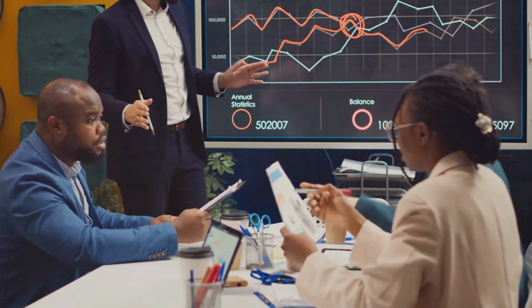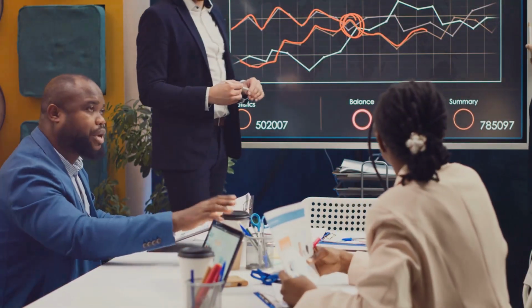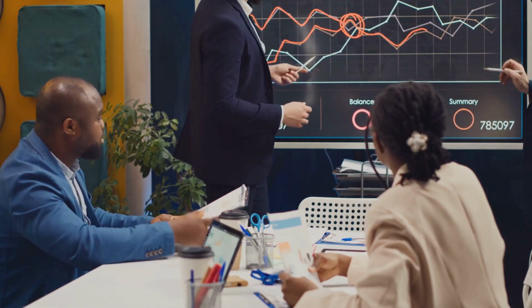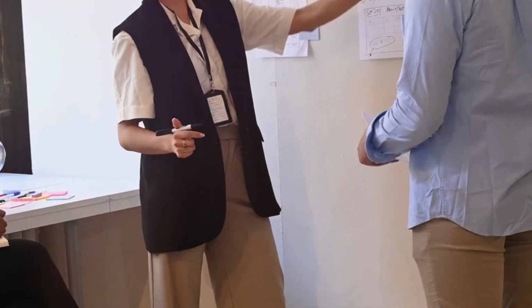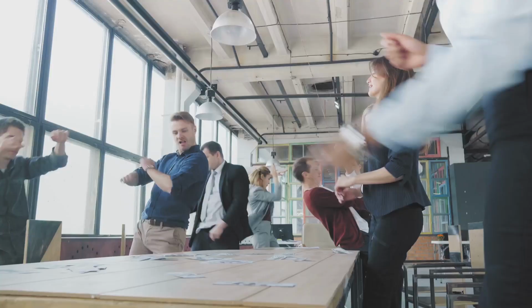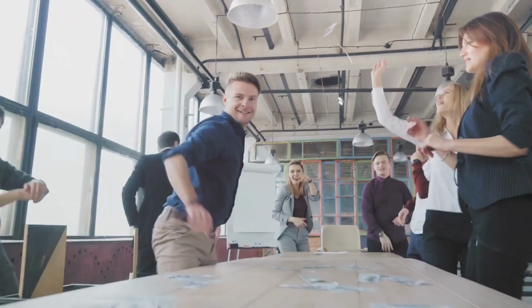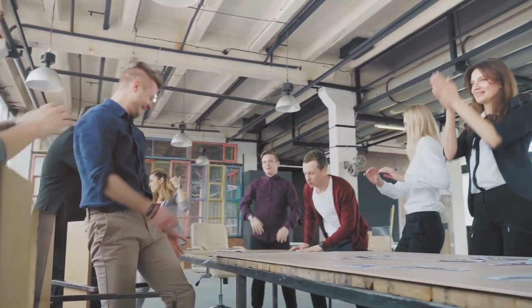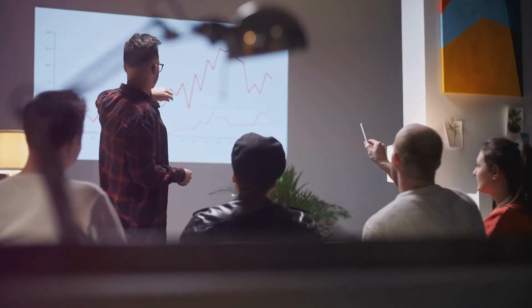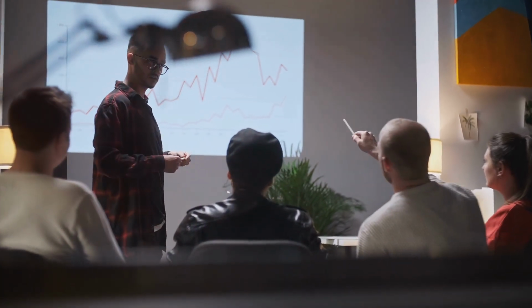Cycle time, the time it takes for a task to move through a particular stage of the workflow. This helps teams identify stages where work is getting delayed or stuck. Throughput, the number of tasks completed in a given period, such as a day, week, or month. This metric helps teams measure their productivity.